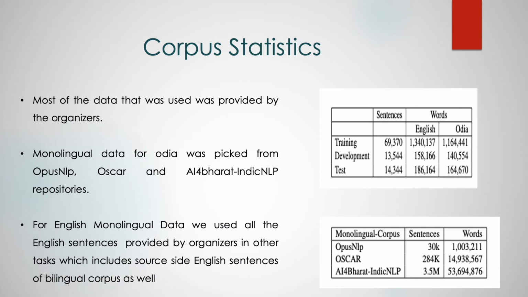Corpus statistics. Most of the data that we used was provided by the organizers. Parallel data that we were provided was very minimal, so we made use of the abundantly available monolingual data for ODI, which we picked from Opus NLP, OSCAR, and AI for Bharat Indic NLP repositories. For English monolingual data, we used all the English sentences provided by the organizers in other tasks, which includes source-side English sentences of the bilingual corpus as well. Details of the corpus we used is mentioned on the right hand side of the slide.